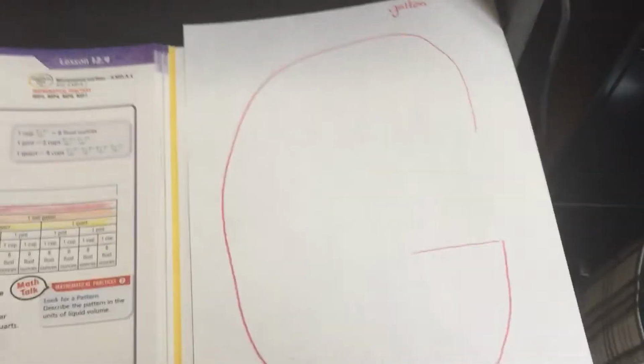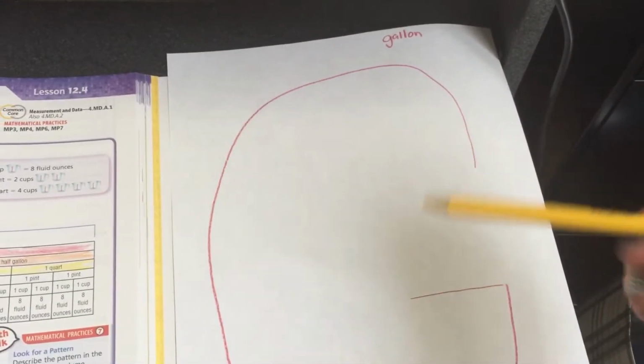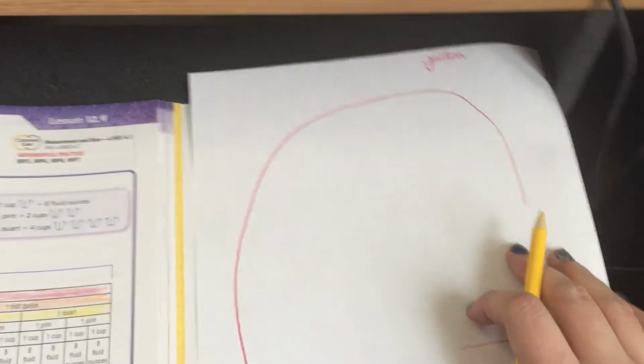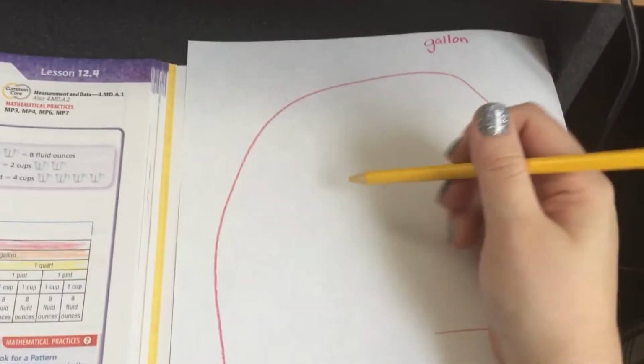Okay. And then over here with my G, I'm going to draw in 4 big letter Q's. Now bear with me, I'm still holding my camera today, so I gotta do all this one-handed, and we'll see how it goes.